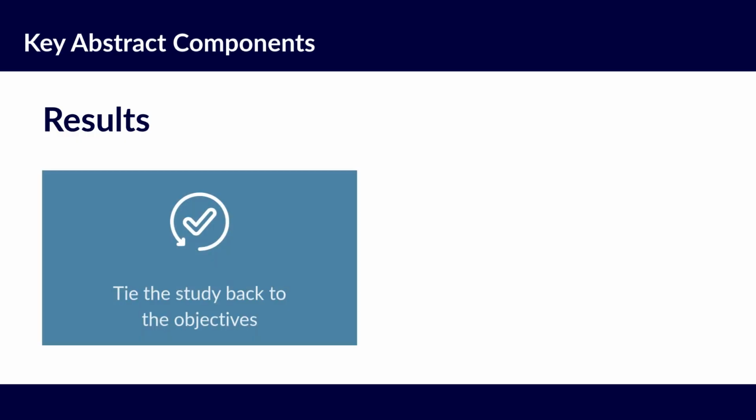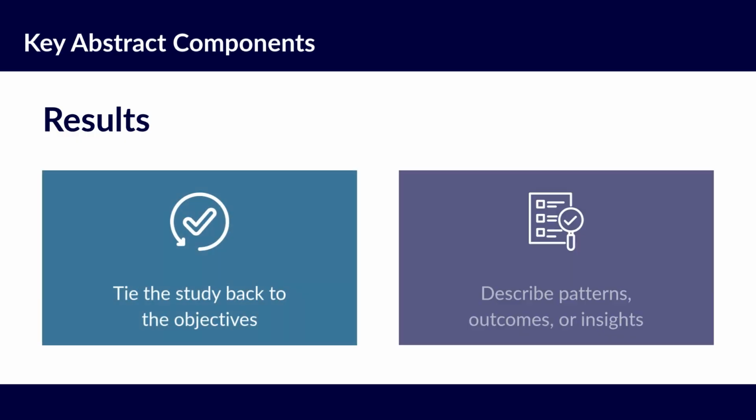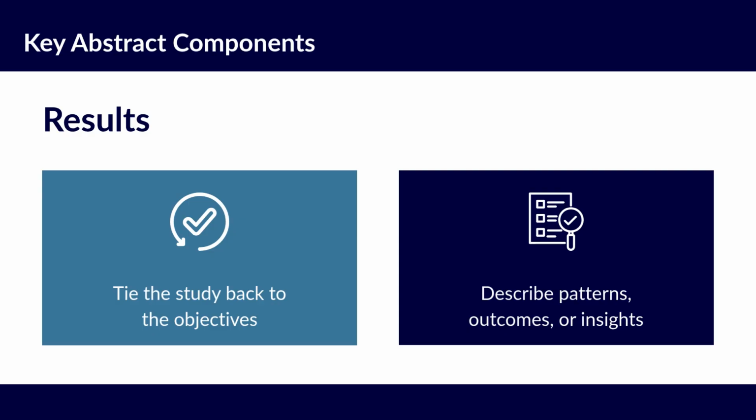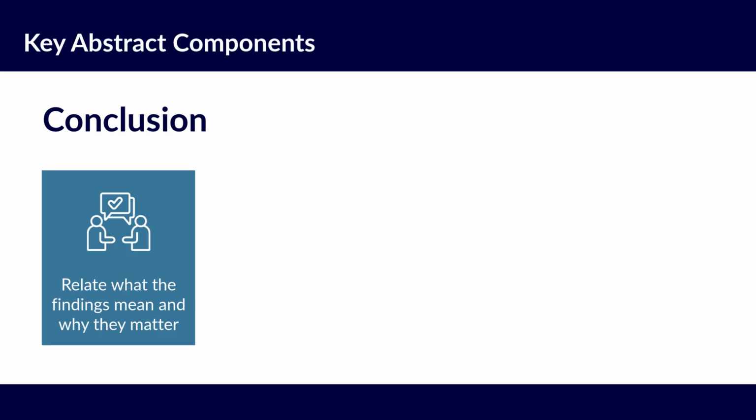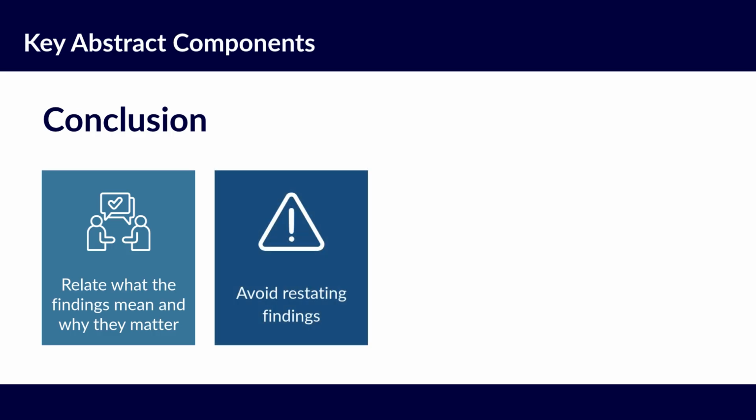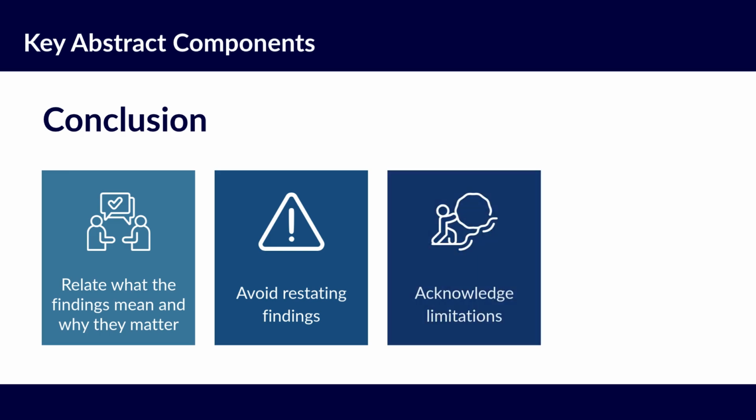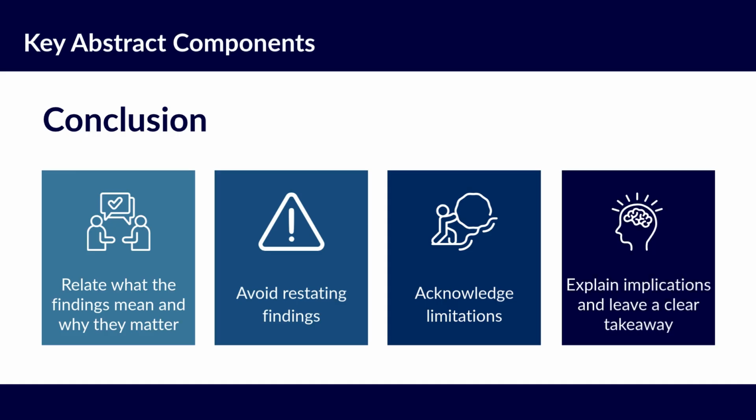Next is the results. What did you discover? Tie the study back to these objectives and describe the patterns, outcomes, or insights. Finally, the conclusions. Here's your opportunity to relate what the findings mean and why they matter. This is not a restatement of the findings, rather a discussion of what the results suggest in the scope of your study, and an opportunity to acknowledge any limitations. Explain implications for practice, policy, or future research, and leave a clear takeaway.